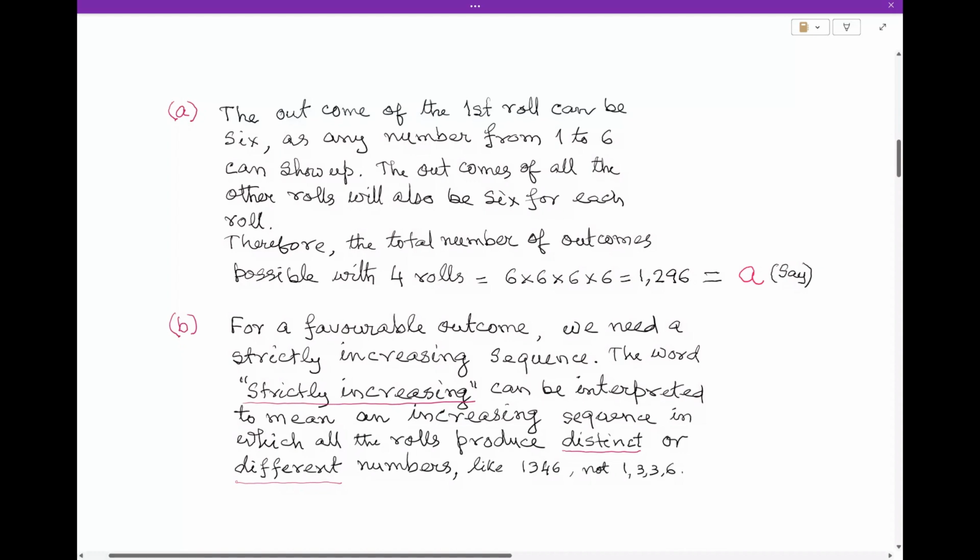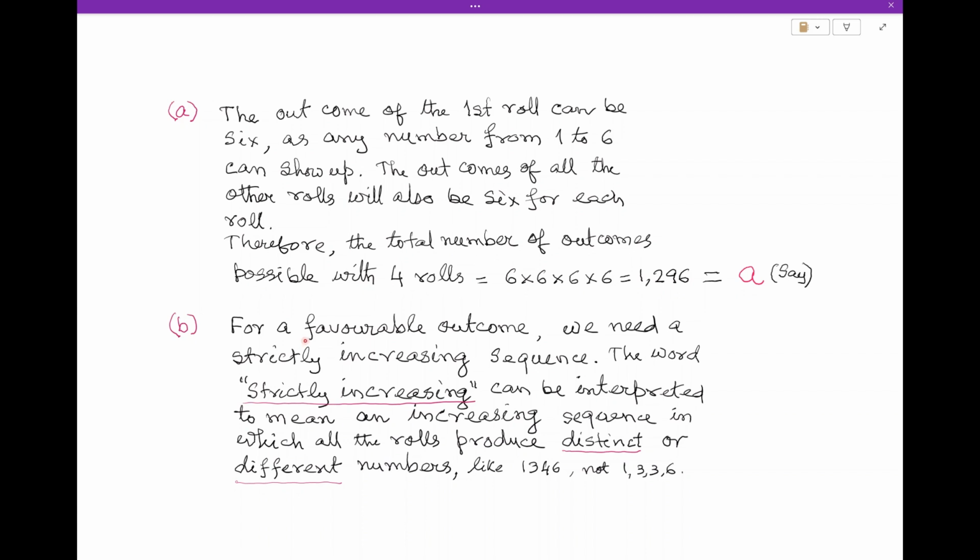The outcome of the first roll can be 6, as any number from 1 to 6 can show up. The outcomes of all the other rolls will also be 6 for each roll. Therefore, the total number of outcomes possible is 6 multiplied by 6 multiplied by 6 multiplied by 6, that is 1296. This is the number A, say, and this is possible in 4 rolls.